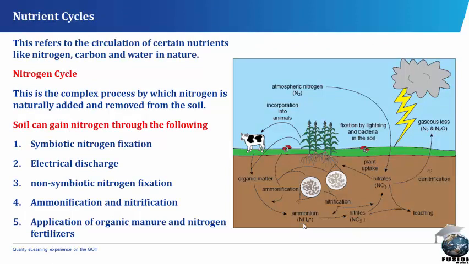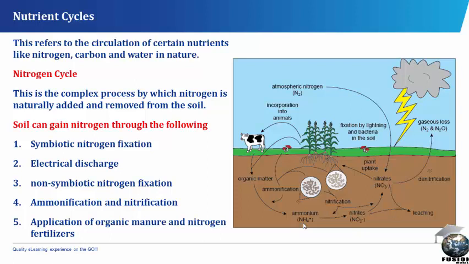Nutrient cycles. Nutrient cycles refer to the circulation of certain nutrients like nitrogen, carbon, and water in nature. Nitrogen cycle is a complex process by which nitrogen is naturally added and removed from the soil. Soil can gain nitrogen through symbiotic nitrogen fixation, electrical discharge, non-symbiotic nitrogen fixation, ammonification and nitrification, and also application of organic manure and nitrogen fertilizers.